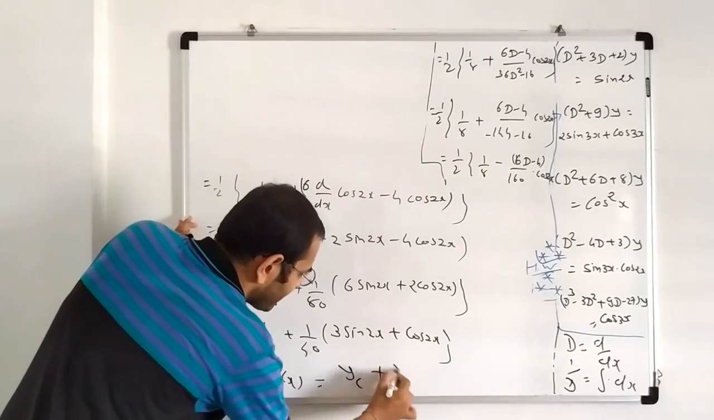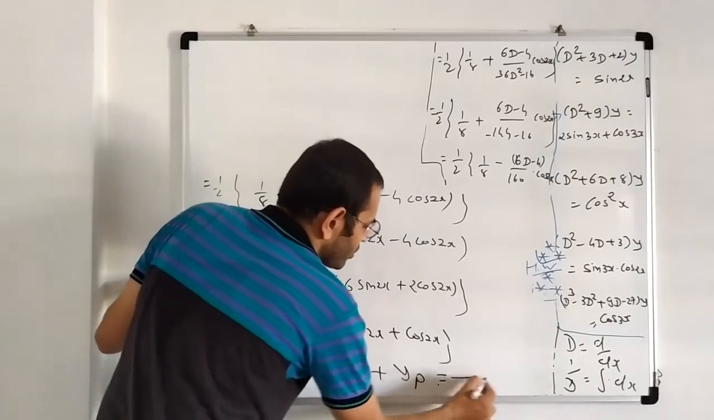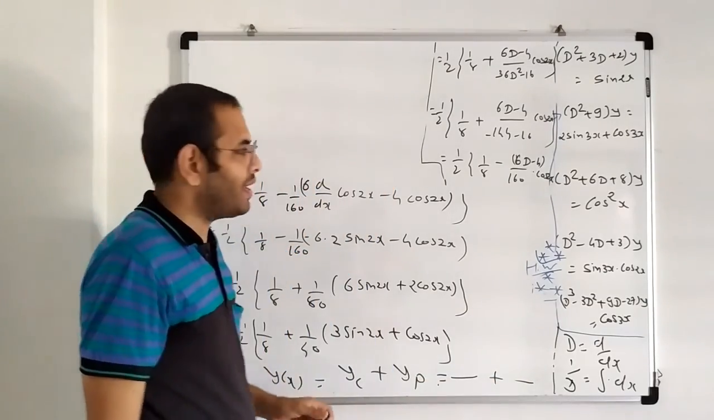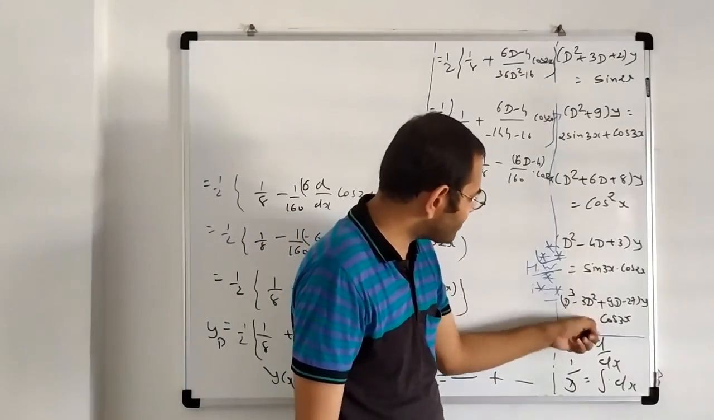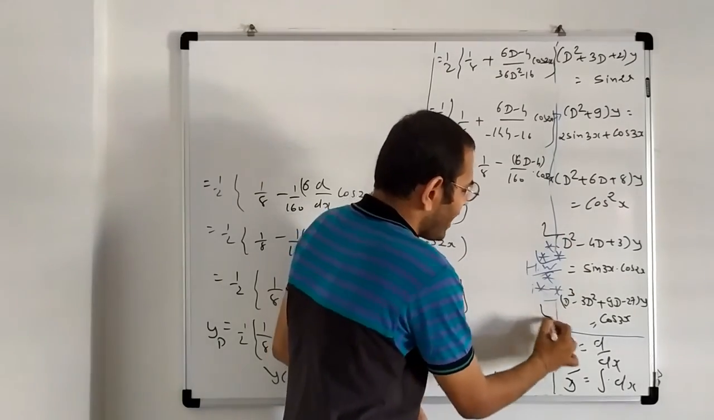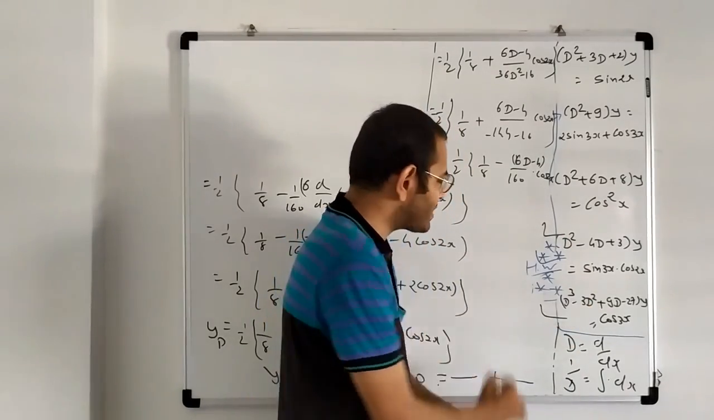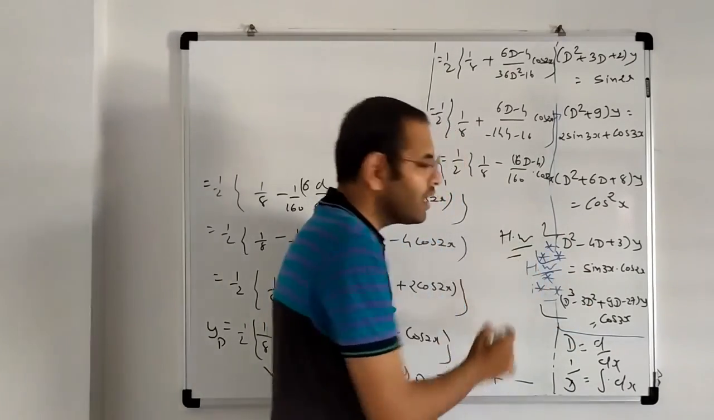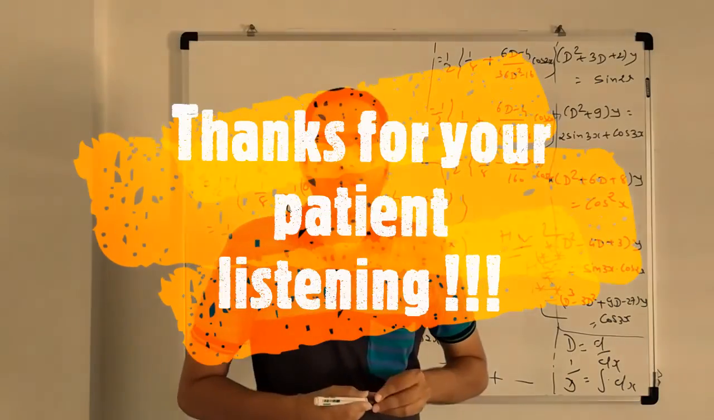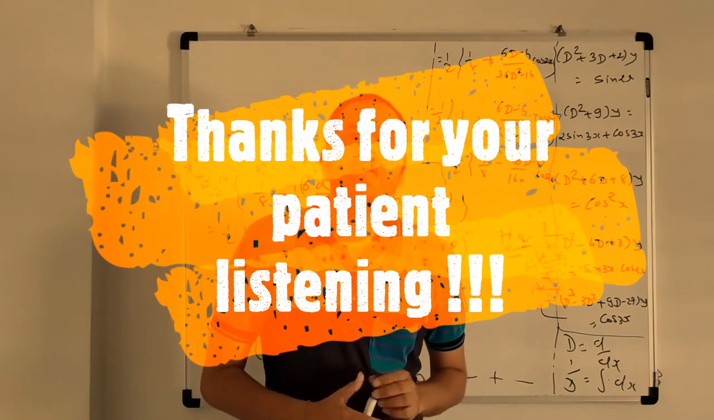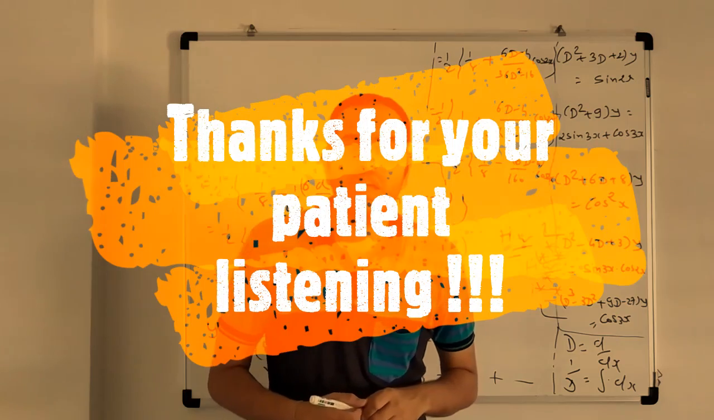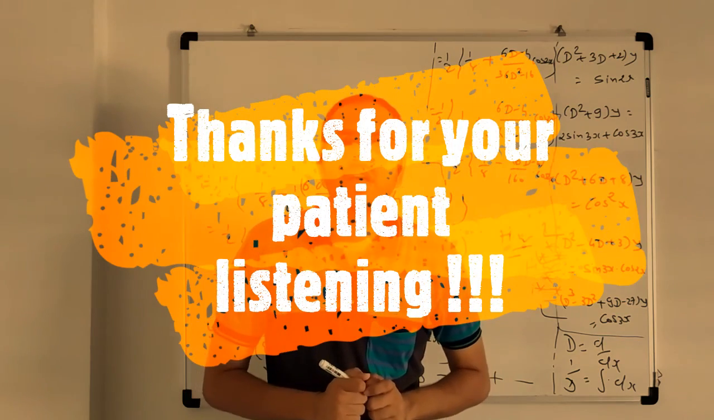The general solution is y equal to yc plus yp. Just substitute the values of yc and yp. Similarly, you can try both of these examples yourself as homework. If you have any doubts regarding this topic, then feel free to contact me. Thank you for listening to this video.